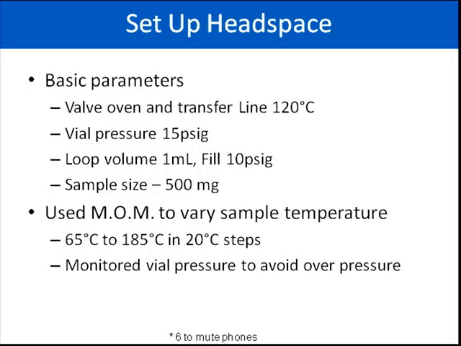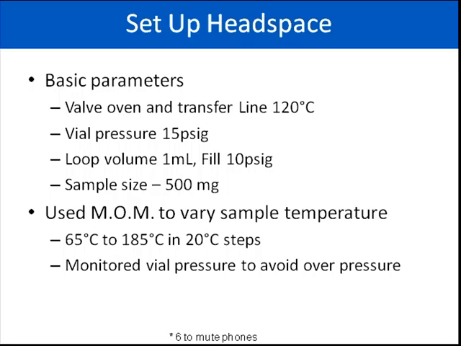To set up the headspace, we picked some basic parameters. We put the valve oven and transfer line temperature at 120 degrees. To pressurize each vial, we set that at 15 psi. We used a 1 mL loop. We filled that loop to 10 psi, and the sample size was only 500 milligrams. We would weigh 500 milligrams into the vial, cap it, and put it in the headspace analyzer.